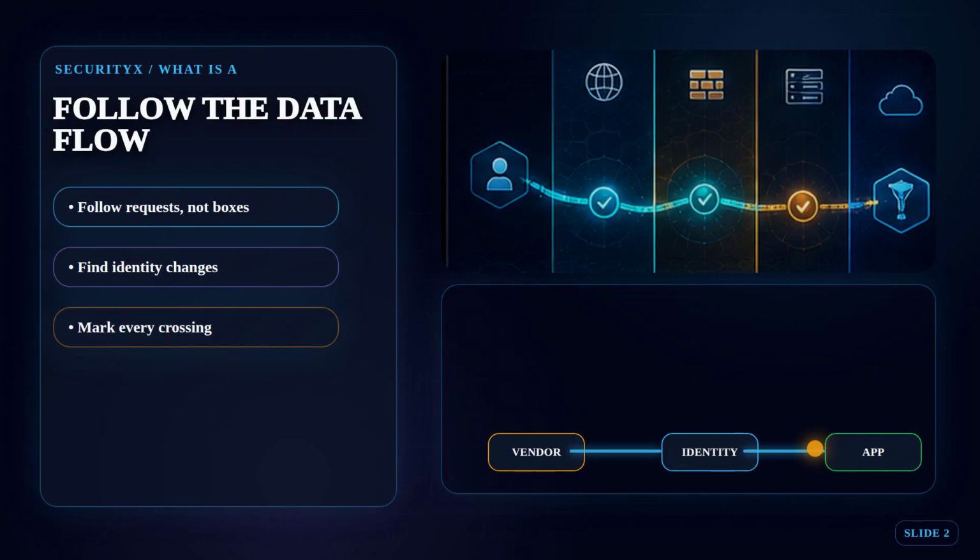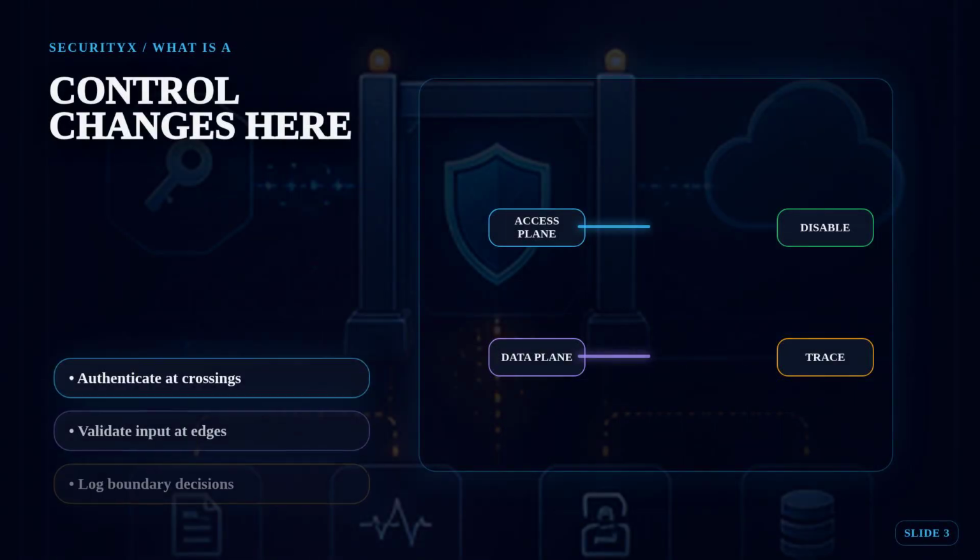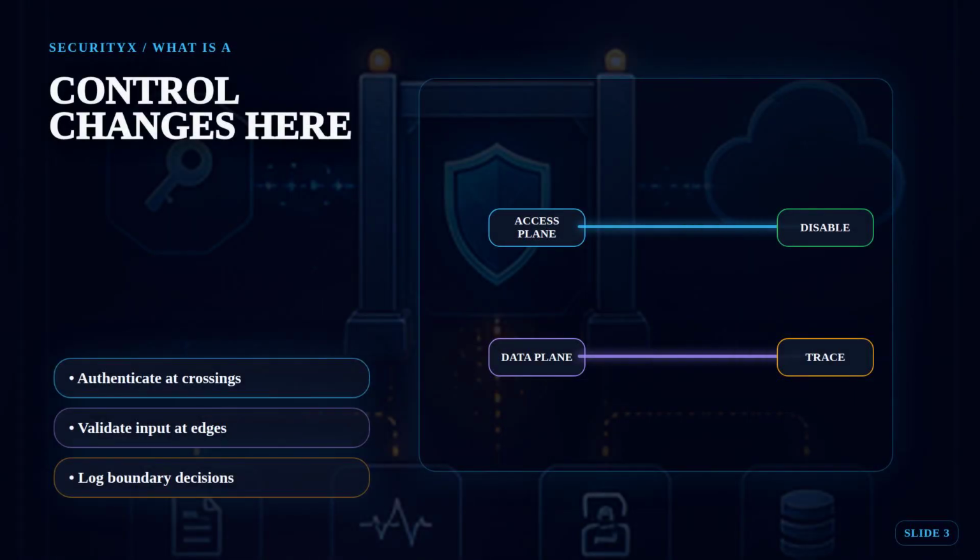When a request changes network zone, identity context, administrative control, or sensitivity level, you probably crossed a trust boundary. Controls become more important at the boundary because assumptions change. You authenticate subjects, validate inputs, authorize actions, encrypt sensitive traffic, and log decisions where trust changes.